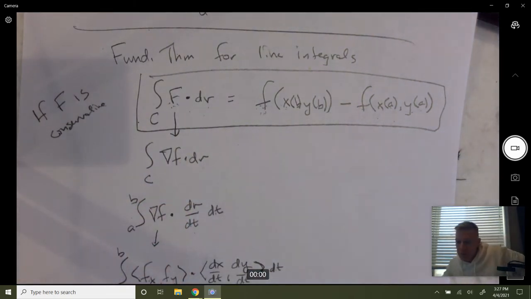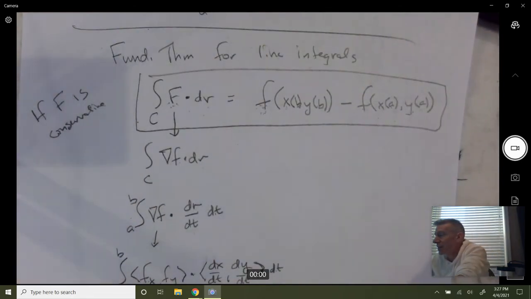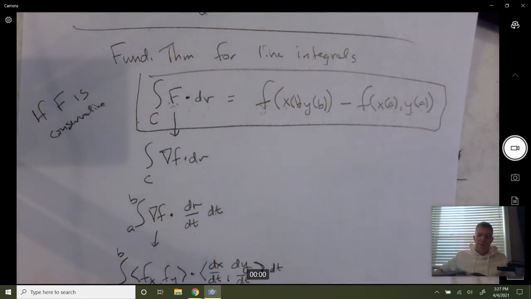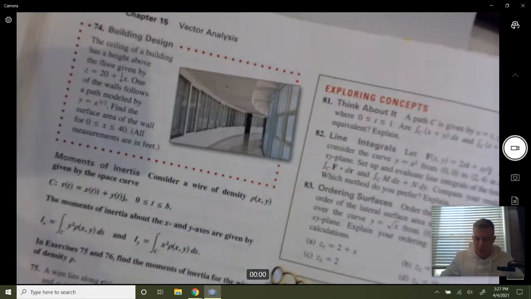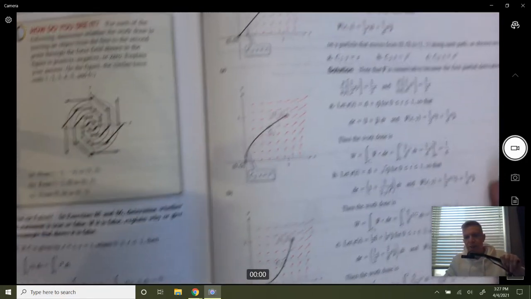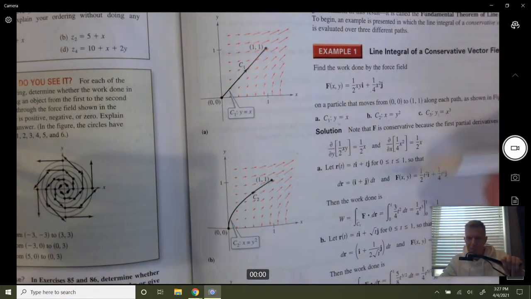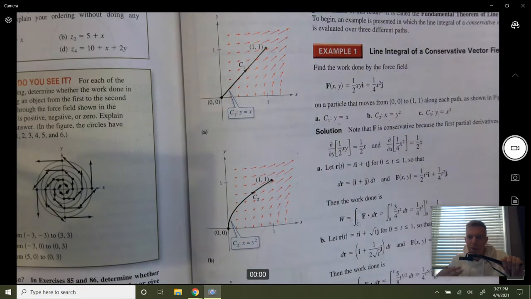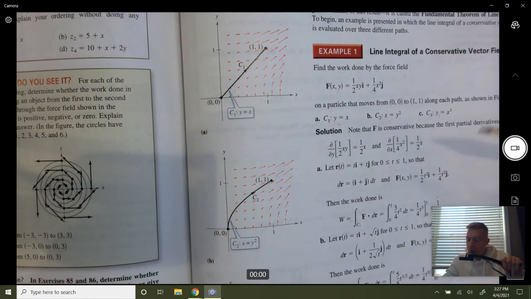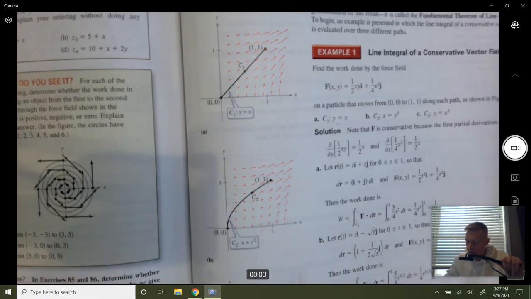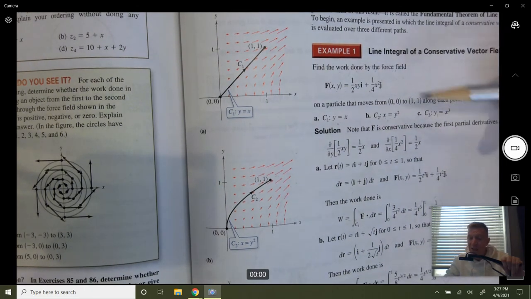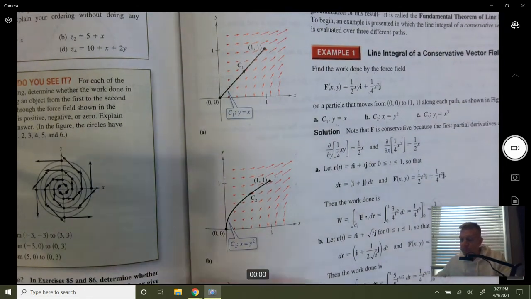Okay, so let's try a couple of examples. Actually, let's look at that first example in your textbook. So it looks like every time they evaluated this along different curves, now we're not going to do this for those three, we've practiced that a lot in the last section, but they always got 1/4, 1/4, 1/4. Okay, so let's use the fundamental theorem for line integrals to evaluate and see if we also get 1/4.